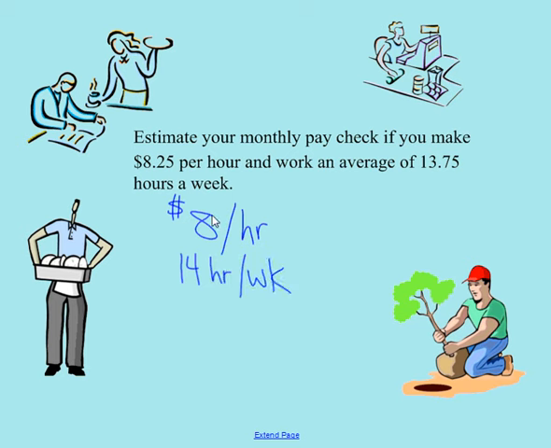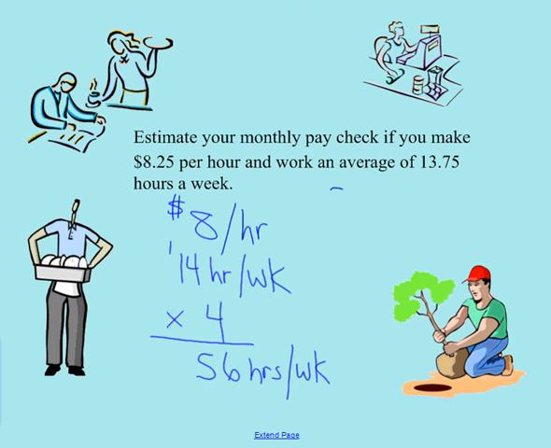Now, since the problem is asking us to estimate our monthly paycheck, we need to estimate how many weeks are in a month. Exactly 4. Well, not exactly. Let's say approximately 4. Now we have some nice numbers that we can calculate our monthly paycheck. If we make $8 per hour and we work 14 hours per week, 14 times 4, 16, carry the 1, 56 hours per week we're working, and we're making $8 an hour.